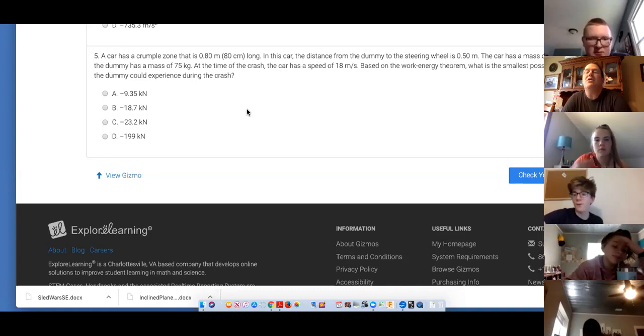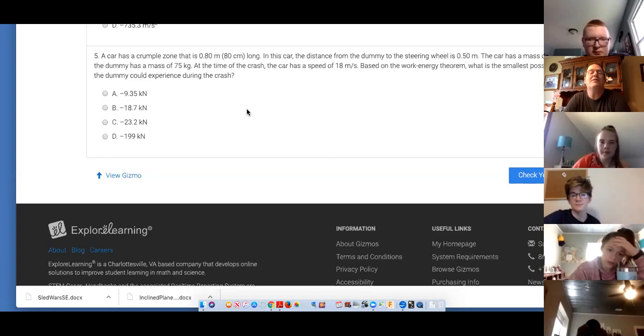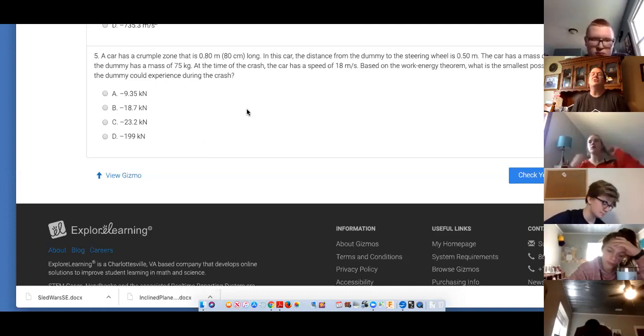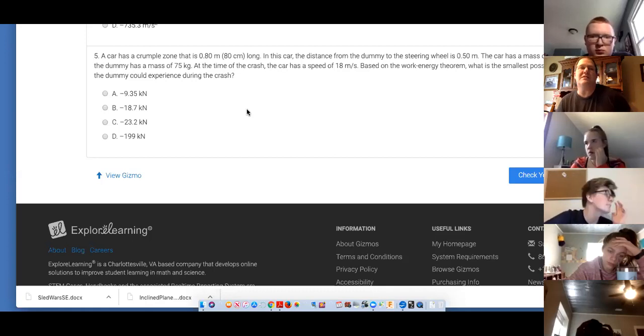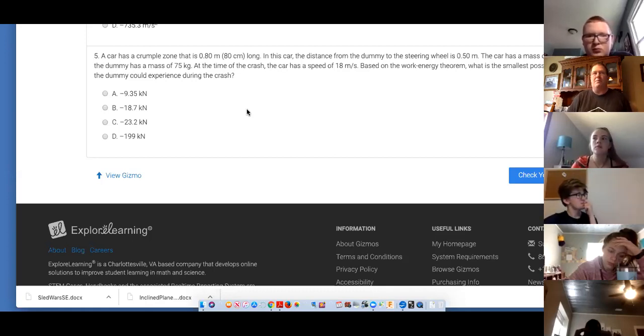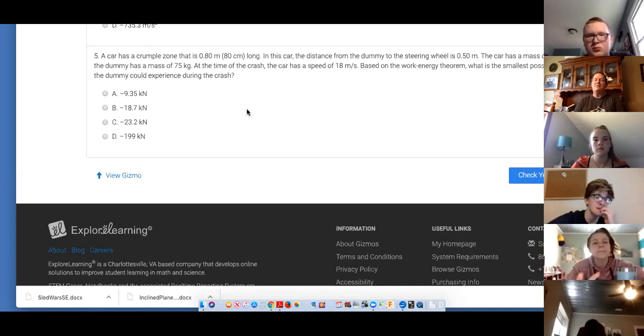The car had a mass of 1,600 kilograms and the dummy had a mass of 75 kilograms. At the time of the crash, the car had a speed of 18 meters per second. Work on the work energy theorem. We know work is force times distance, which equals the kinetic energy we're adding. So we have to figure out how much kinetic energy it has.